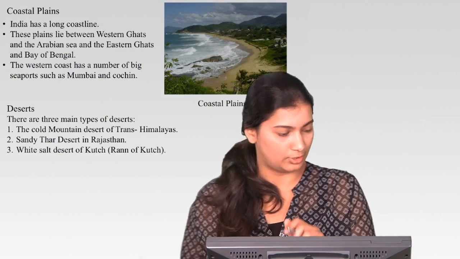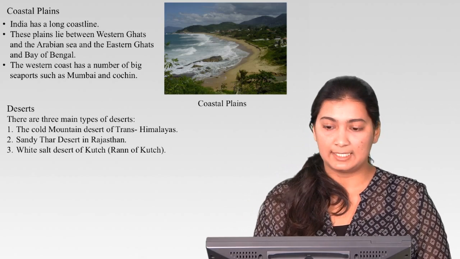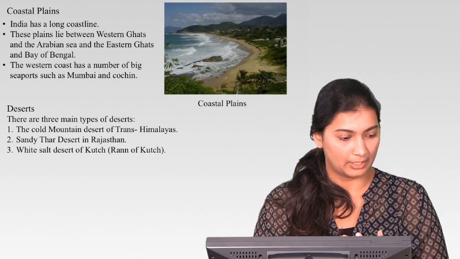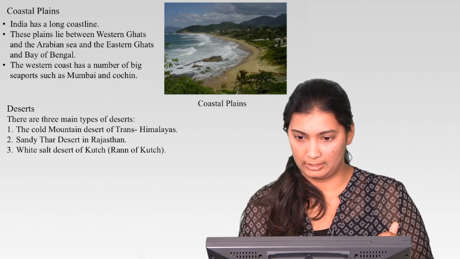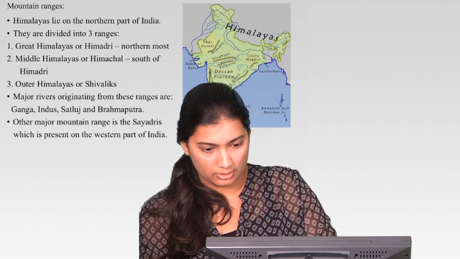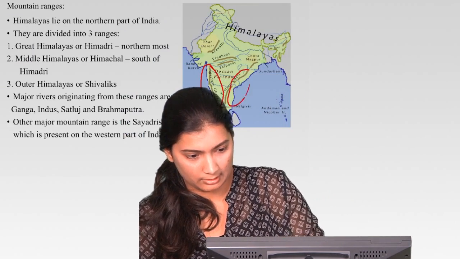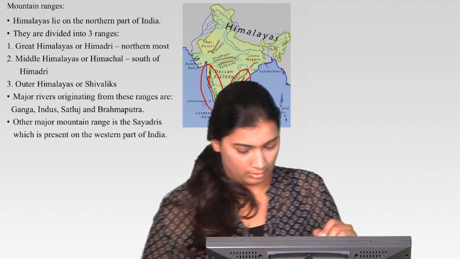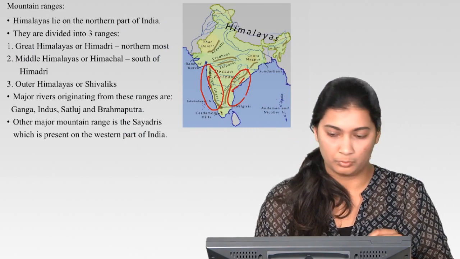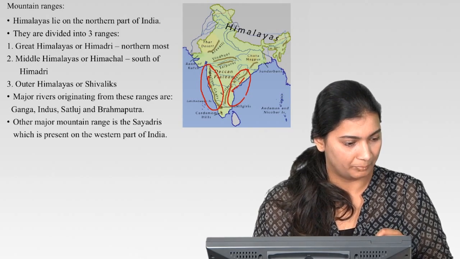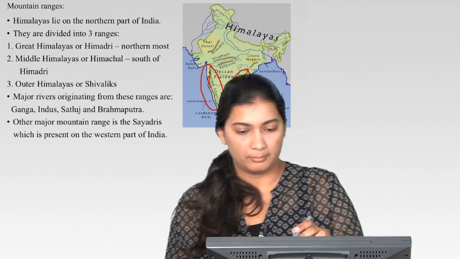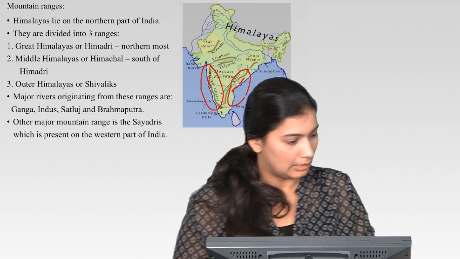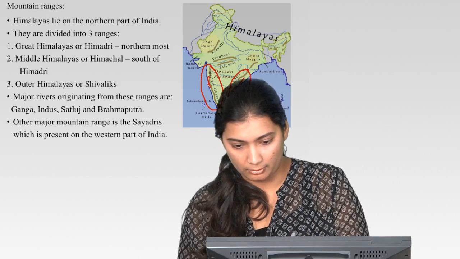So these are the coastal plains. The coastal plains lie between the Western Ghats and the Arabian Sea, and the Eastern Ghats and the Bay of Bengal. So these are the Western and the Eastern plains, right here. One more fact is that the Western coast has a number of big seaports. The main ones are Mumbai and Cochin. Cochin should be around here.